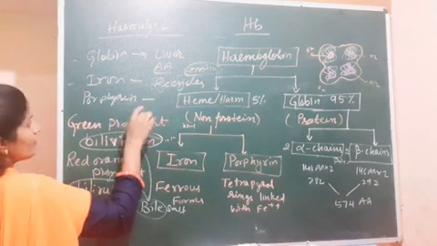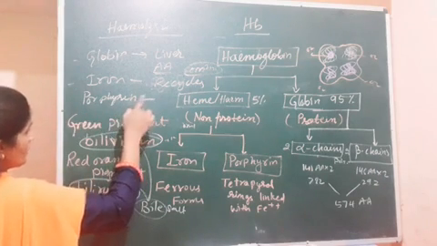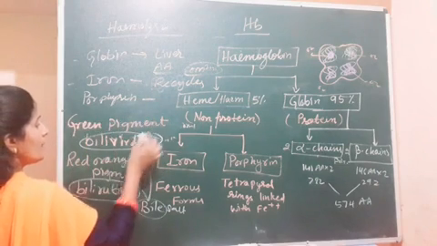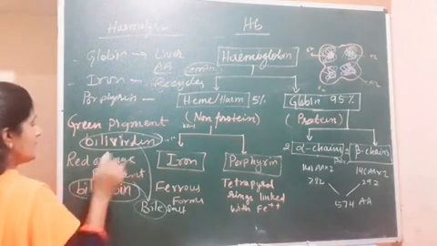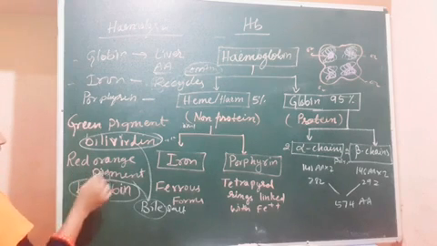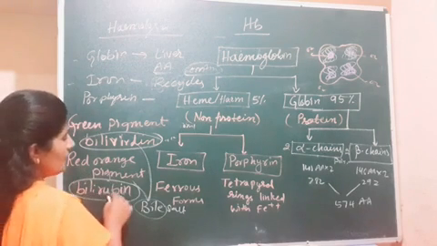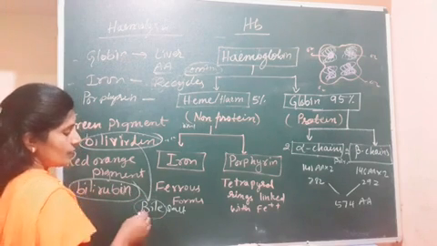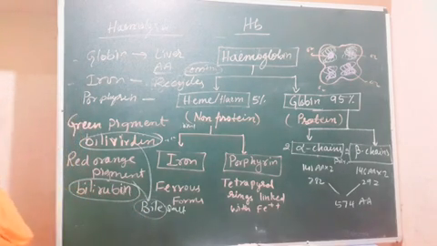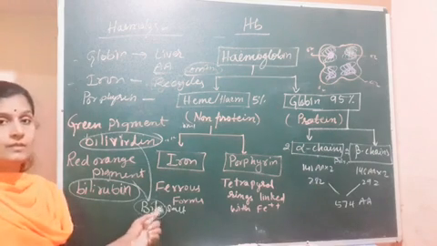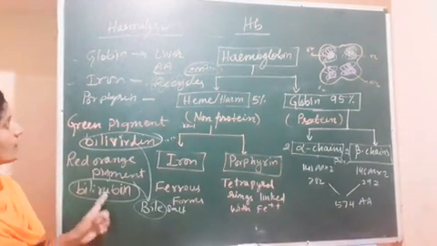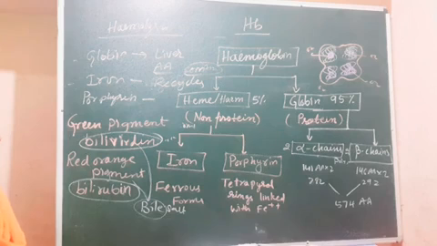Then the porphyrin rings will be converted into the green pigment biliverdin, and then into the red-orange pigment bilirubin. These two are joined with the bile, and from the bile they are released in the form of stool, outside through the feces. This is how hemolysis occurs.